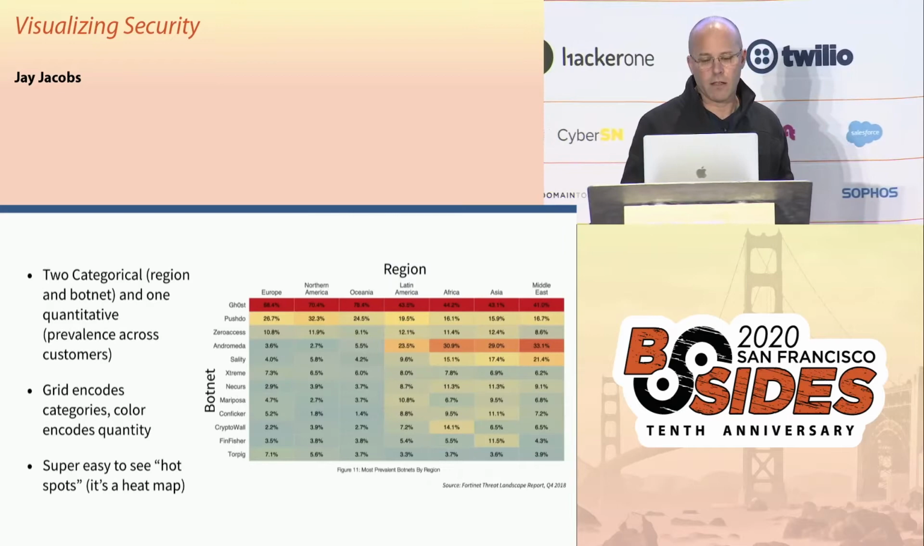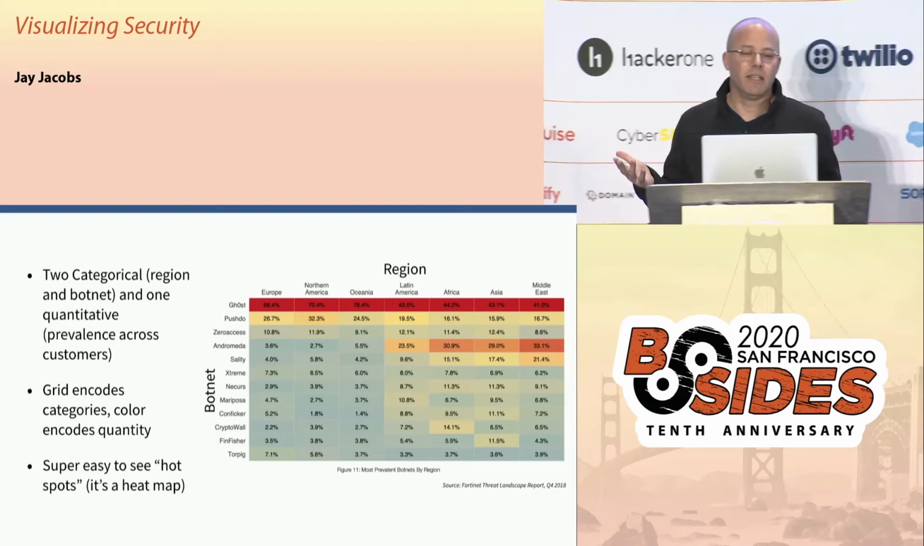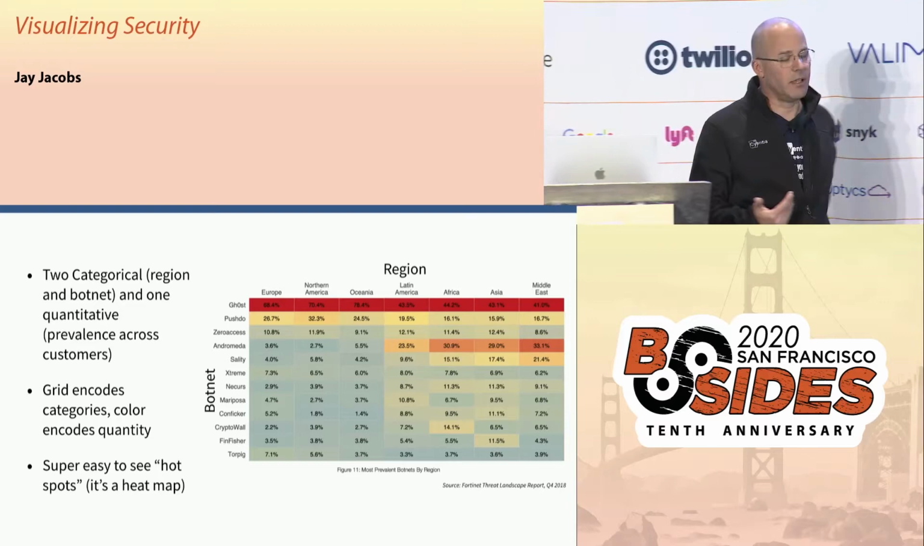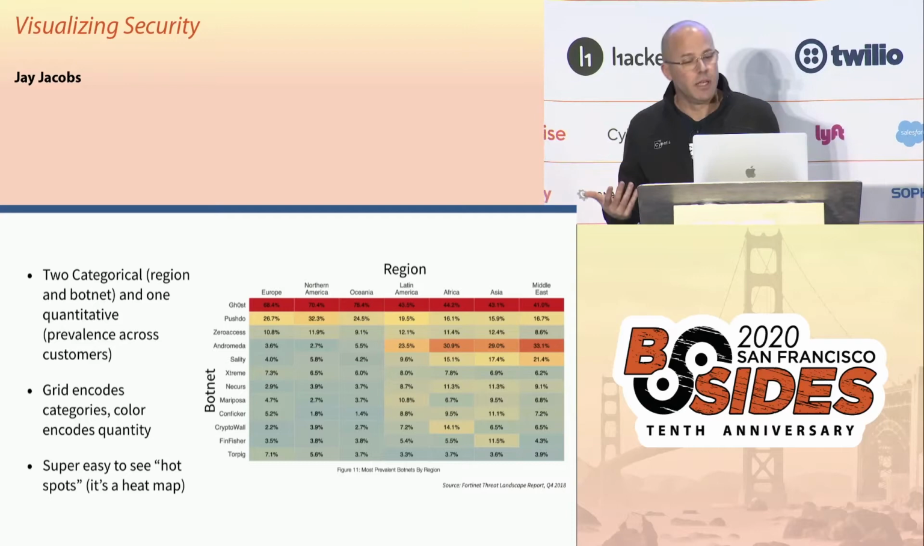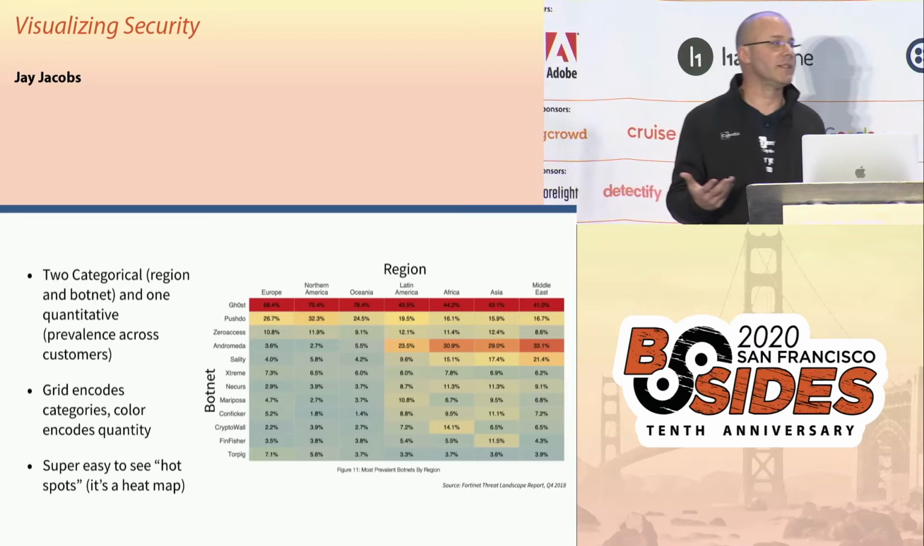Let's take a look at another one. This is from Fortinet. This is called a heat map because when you look at it, you can see hotspots. This is essentially botnet families detected across regions and the prevalence of customers in that region seeing this type of botnet. You can see Andromeda, for example, is very different. It's sticking out of here. Otherwise, there's not a whole lot of difference across region. And that's another thing that you can pick out of these plots. You might look for something and say, hey, we don't actually see anything here. There's nothing actually interesting there.